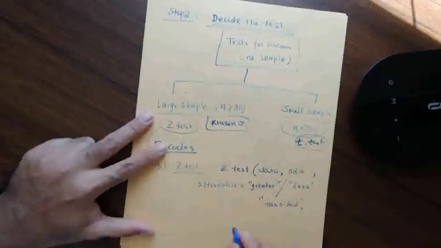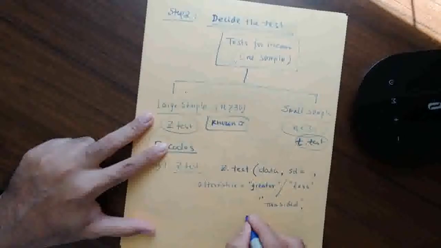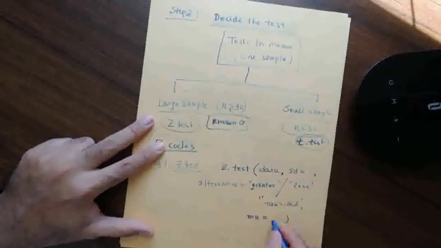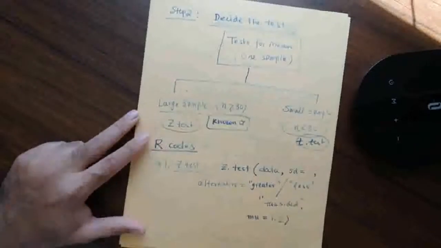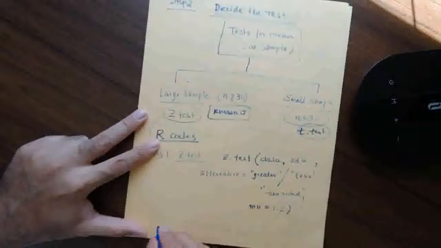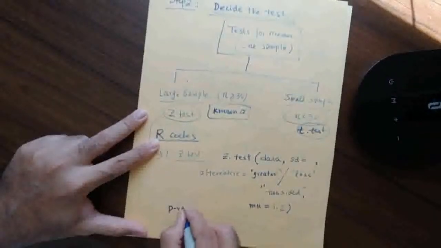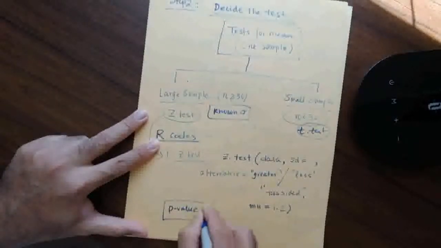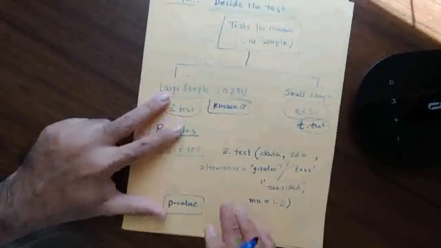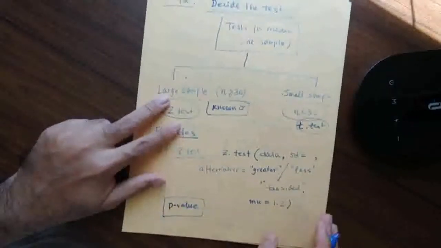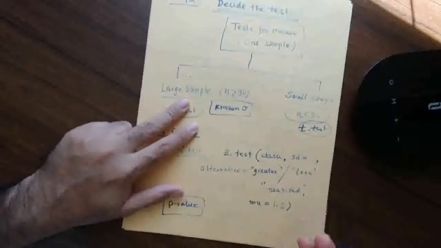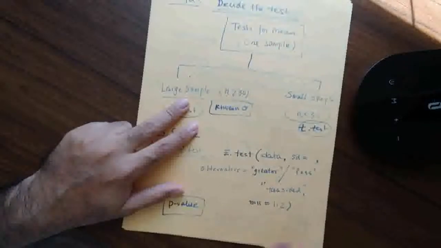And also, if you're testing for a mean, whatever the mean is, you can put that too, the mu equal to whatever that number is, because in this case mu is 1.2. So all this will go into the z.test, and that will give you what we call a p-value. You will get an output, and the output will contain a p-value. The p-value, that's what we are looking for. We're going to decide from the p-value whether to accept or to reject the hypothesis.